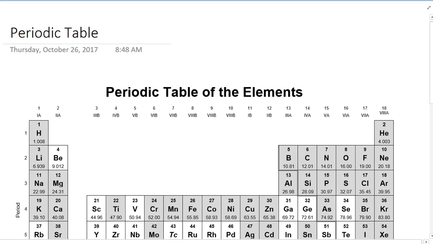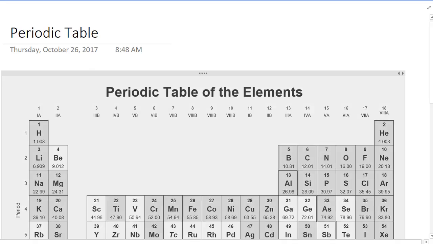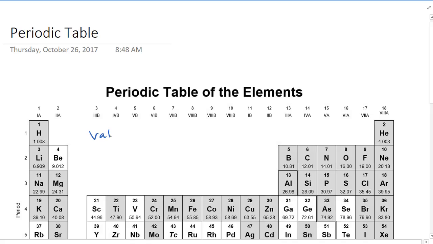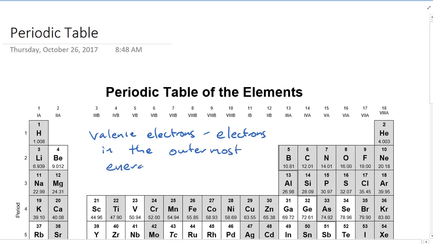And while we are not responsible for electron configurations in here, we are going to be responsible for what we call valence electrons. And valence electrons, these are going to be the electrons in the outermost energy level. These are going to be the electrons in the outermost energy level.